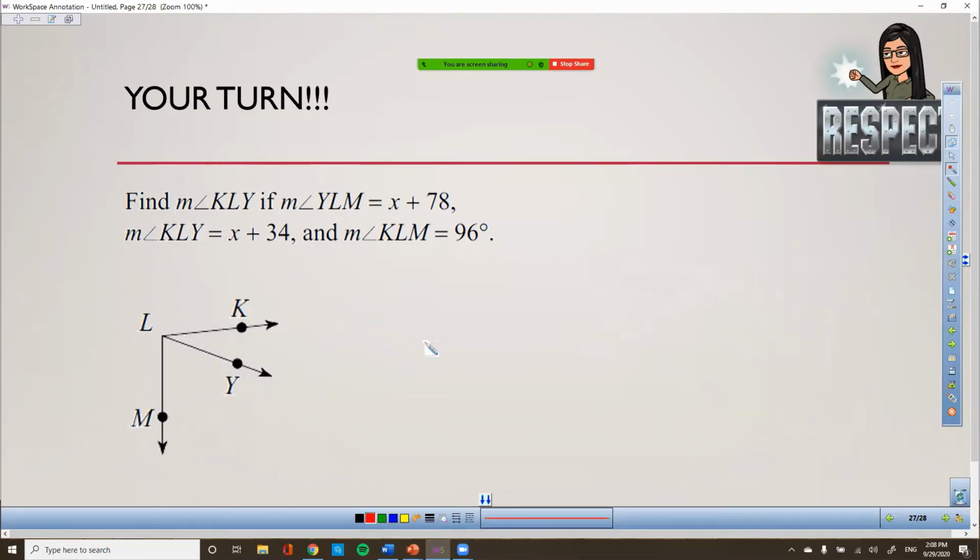So once you label everything and you use your angle addition postulate, you should have gotten that x equals -8. But again, that's not what the question was asking me for. The question was asking me to find the measurement of angle KLY. And so once you substitute that in, you should have gotten that the measurement of angle KLY is 26 degrees.